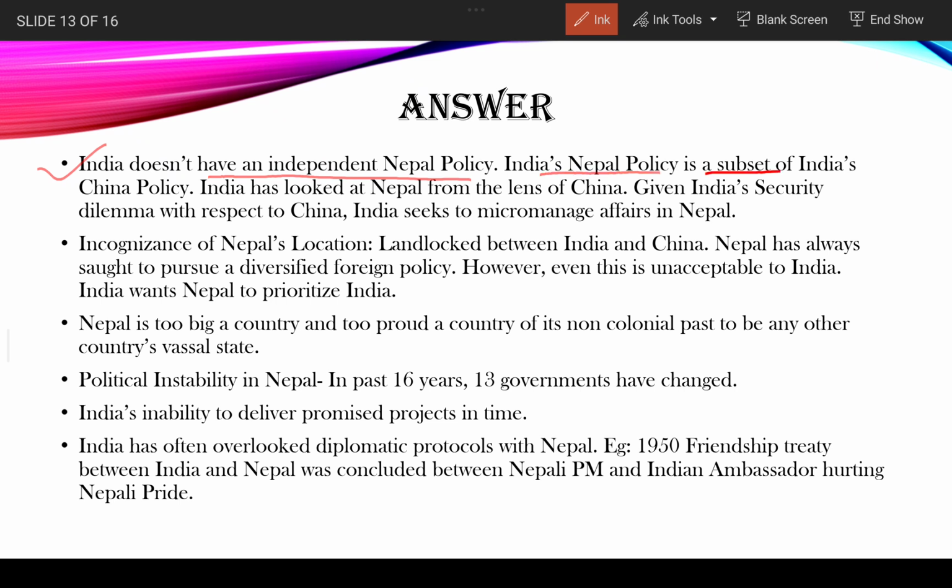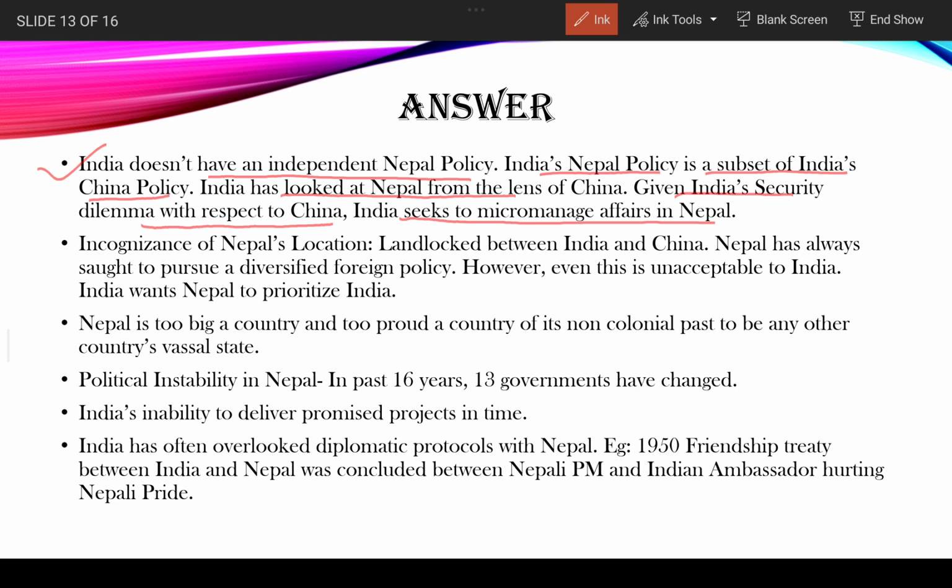India's Nepal policy is a subset of India's China policy. India has looked at Nepal from the lens of China. Given India's security dilemma with respect to China, India seeks to micromanage affairs in Nepal. See, I have told you this thing. The location of Nepal, it's a buffer state between the two regional powers, India and China. India is having a security dilemma with respect to China.